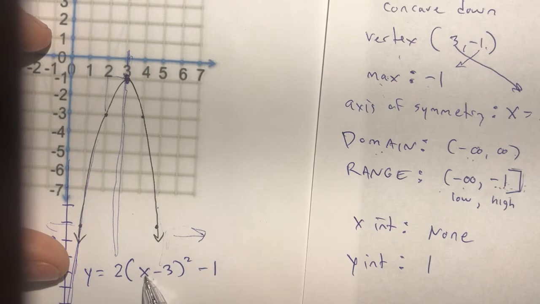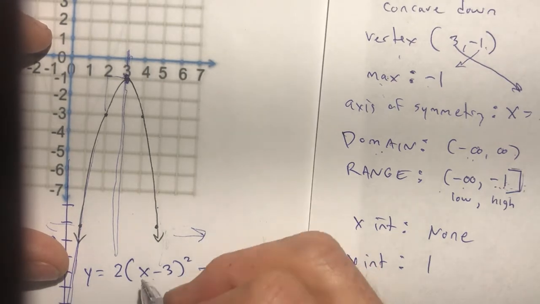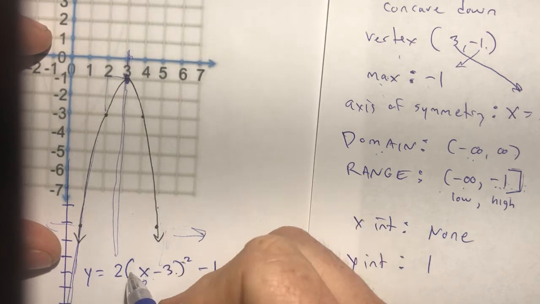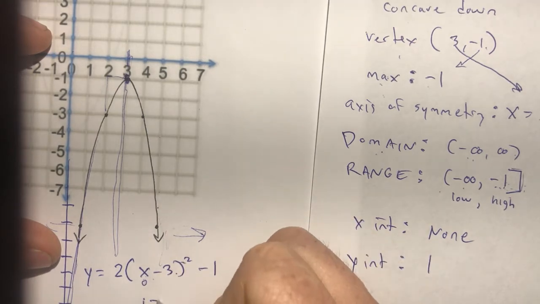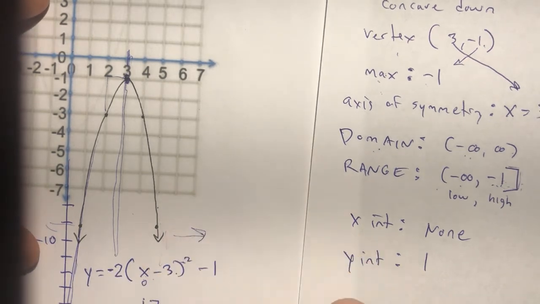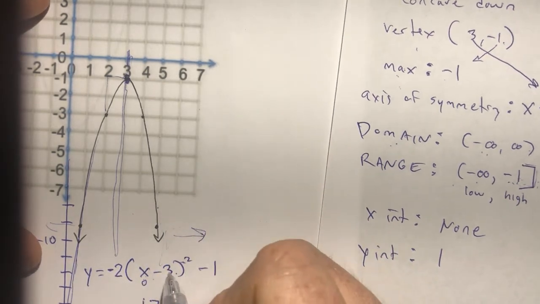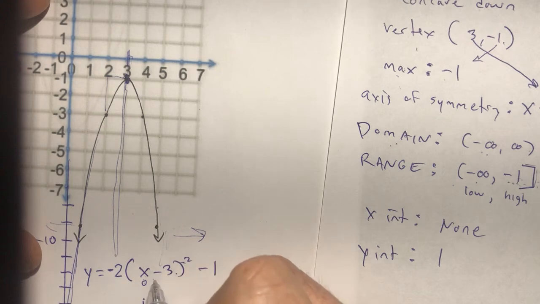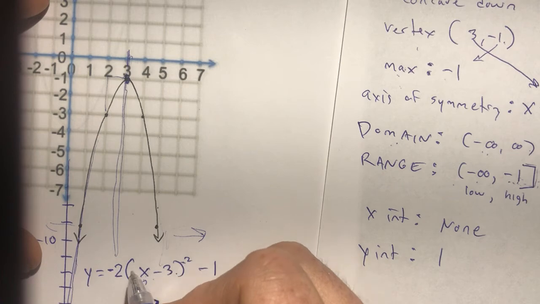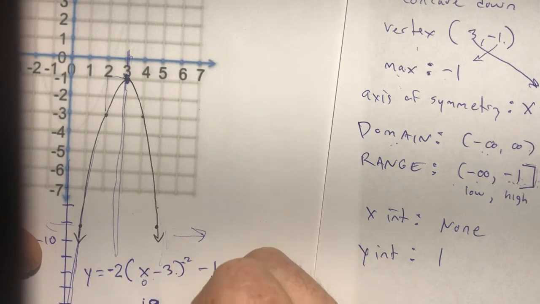So if I put a 0 for x, this is going to be -3 squared, which is 9 times 2 is 18, minus 1 is 17. I think -17 is right. So it's going down. I didn't put a negative in front of there. So -19, actually. So it'd be 9, 18, 19, -19.